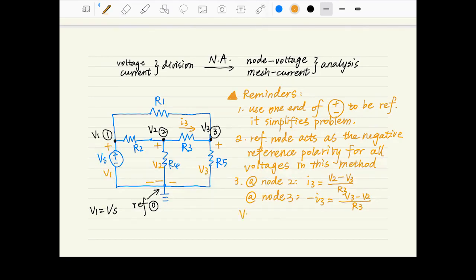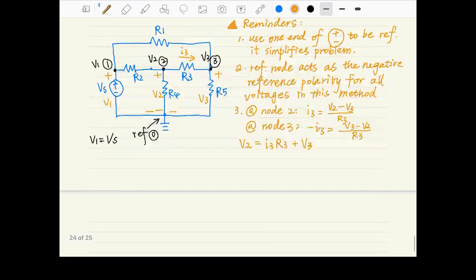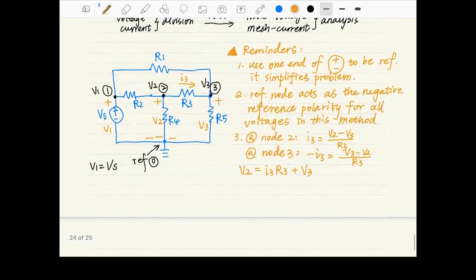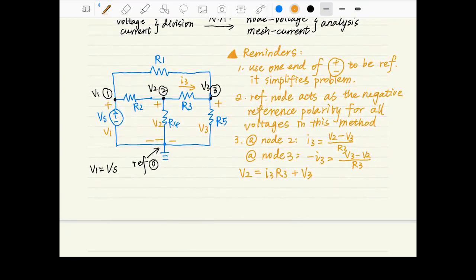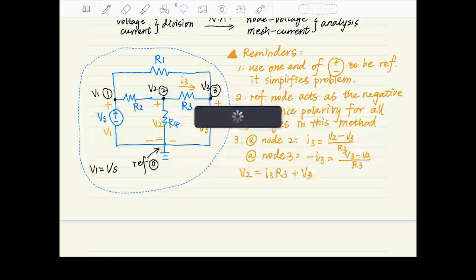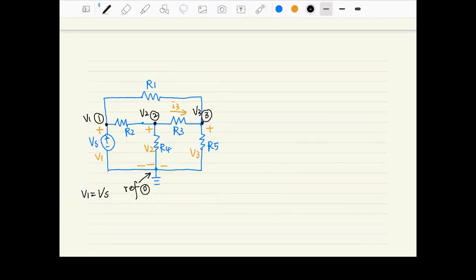And when we try to compute I3 at node 2, some people will ask, why do we subtract V3 from V2 instead of the opposite? This is because following the KVL in the loop containing 0, 2, and 3, we'll find out V2 is equal to this, right? That's how we get the expression for I3 here.